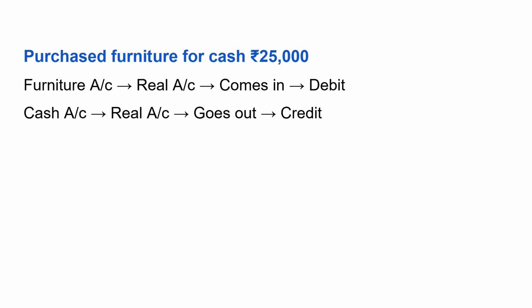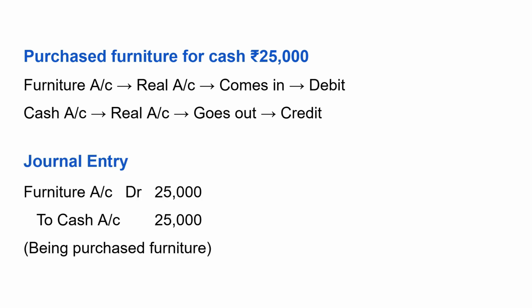And cash account. Cash account is real account. Why? Because cash goes out of the business. We purchase the furniture and we paid the cash. So cash goes out of the business now. So the rule for real account is credit what goes out. So cash is credited. And the journal entry is furniture account debit 25,000 rupees to cash account 25,000 rupees.